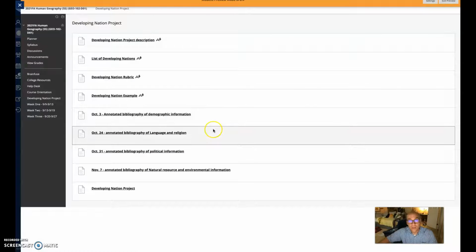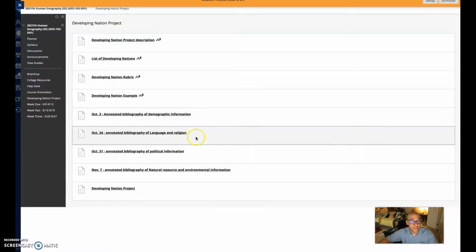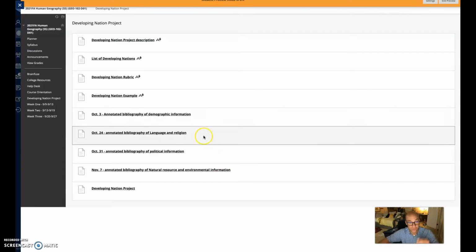Hope it does. The last part you'll see here, these are the tabs where you upload your annotated bibliography. The first one's due October 3rd. It's on demographics, population pyramids, migrations, that kind of stuff, okay? And then language and religion, political information, and the natural resources and the environment. So those are the topics for each bibliography and when they're due. For each annotated bibliography, you should have 2 sources for every single one. So 2 on demographics, 1 on language, 1 on religion. That's 2, okay? 2 on politics and government. Maybe 1 on resources and 1 on environmental information. So you're doing 2 for each one of those submissions.